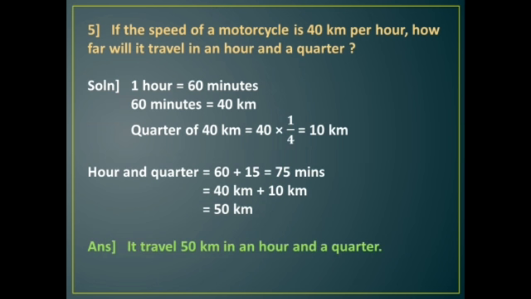Next, question number 5. If the speed of a motorcycle is 40 km per hour, how far will it travel in an hour and a quarter? So the speed of motorcycle is how much? It is traveling in 1 hour, how much? 40 kilometer. Understood? So we have to find in an hour and a quarter how much it is traveling. So first we will write 1 hour is equal to 60 minutes. So in 60 minutes it is traveling 40 kilometer. So in a quarter, what is a quarter of 40 kilometer? 40 into 1 upon 4, that is 10 kilometer.